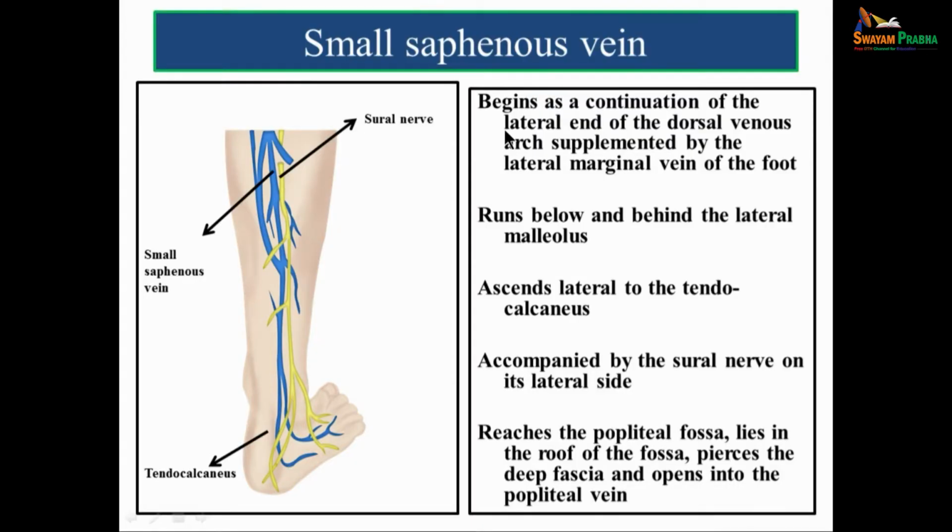The small saphenous vein begins as a continuation of the lateral end of the dorsal venous arch, supplemented by the lateral marginal vein of the foot.